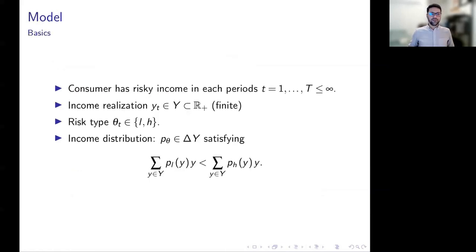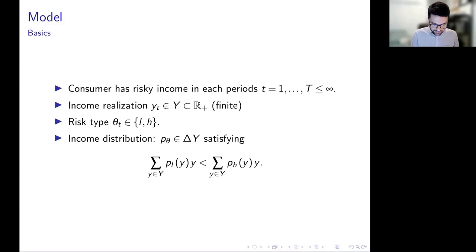Okay, so unless there are questions, I'll give you at least some of the ingredients of the model so we can talk about results. We're going to be looking at a consumer that has a stream of income that is risky. So we're going to be modeling the presence of risk as coming from income losses. In each period t, consumers are going to have an income realization y_t that comes from a finite set capital Y.